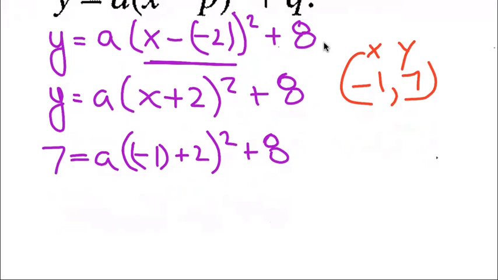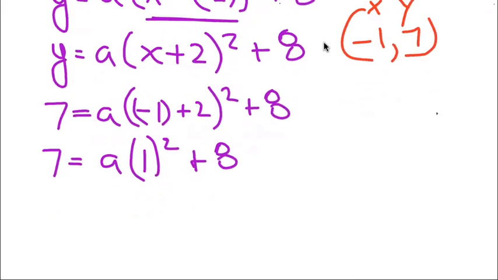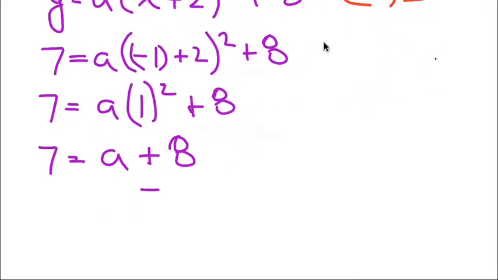So I'm going to simplify that squared bracket first. I get 7 is equal to a bracket -1 plus 2 is 1, 1 squared is 1. I'm going to put the squared in just as an extra intermediate step. Well, 1 squared is 1, so a times 1 is a. So this is just 7 is equal to a plus 8. To get a by itself, I do the opposite operation. I subtract 8 from both sides. -1 is equal to a.